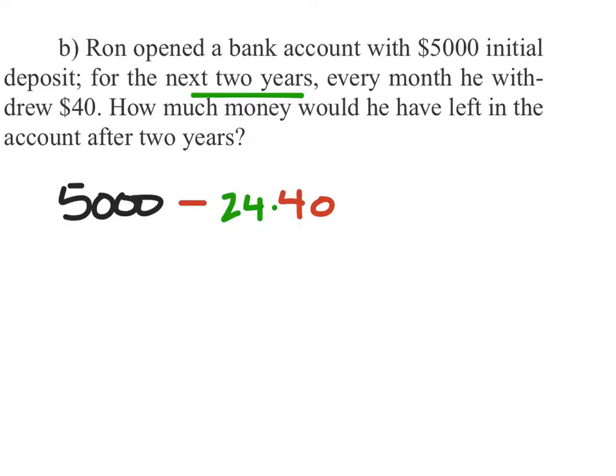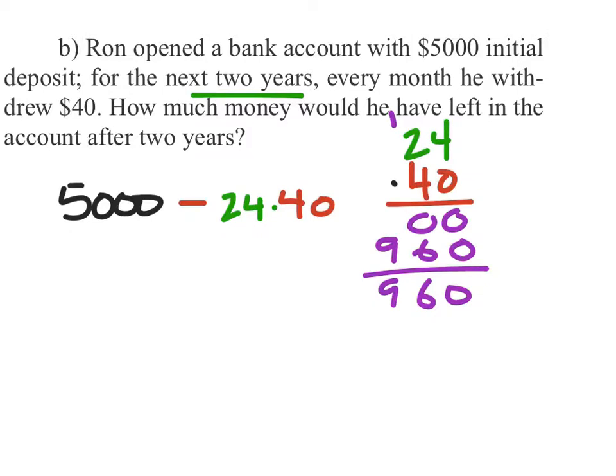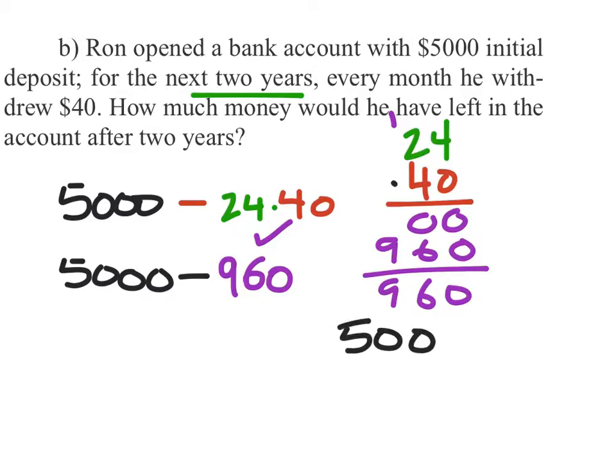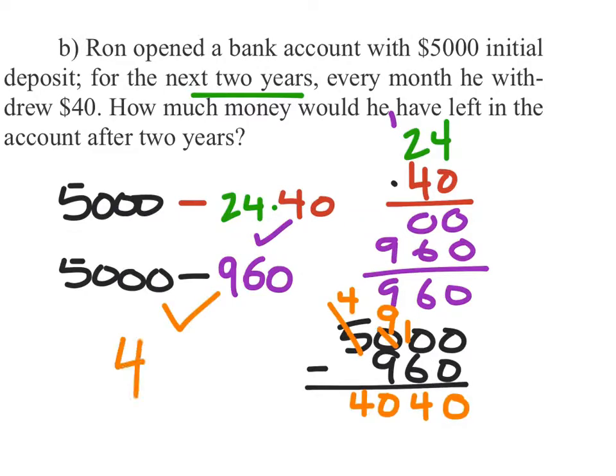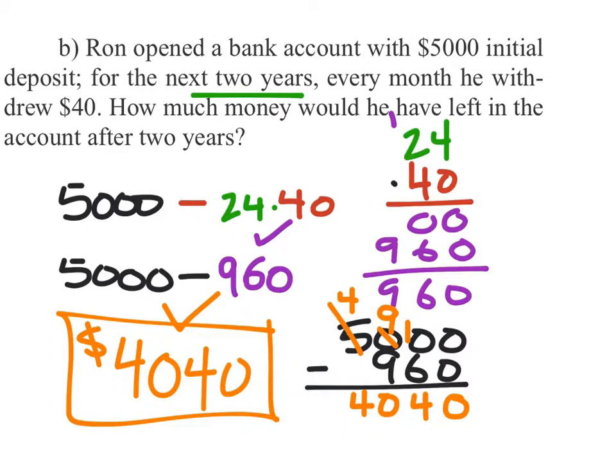So how much money is he going to have withdrawn after the 2 years? That's 24 times the 40. So we'll multiply this out. So it looks like the 2 years, withdrawing $40 every month for 24 months, means that he would have withdrawn $960 there. So now we got 5,000 minus 960, and again we'll show the work for that. 5,000 minus 960. So after 2 years, it looks like Ron would have $4,040 in his account.